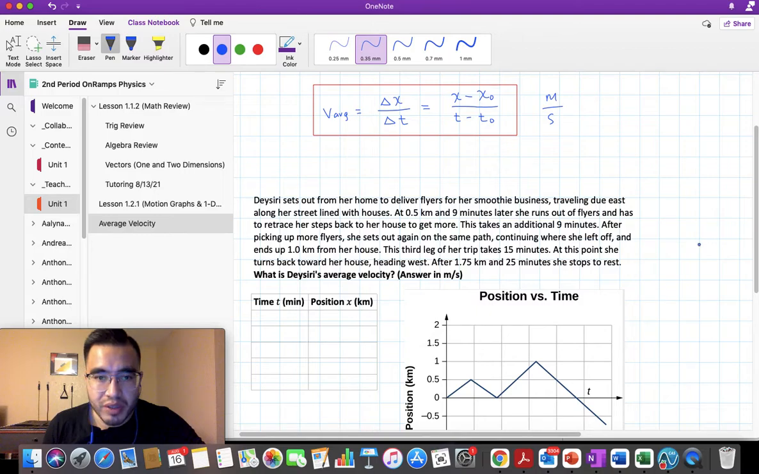At this point, she turns back toward her house, heading west after 1.7 kilometers and 25 minutes. She stops to rest. What is Daisy's average velocity? Answer in meters per second. Okay.